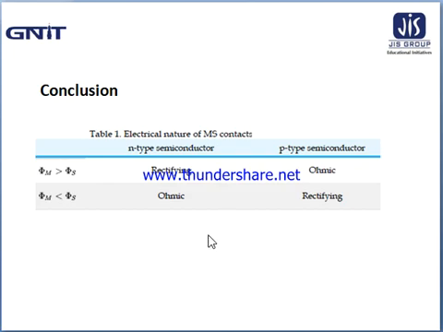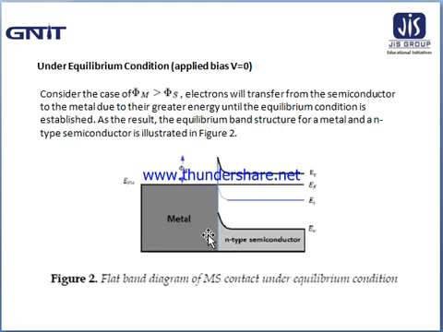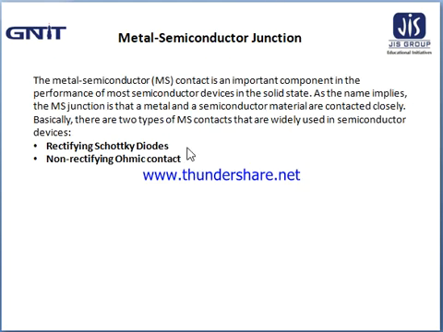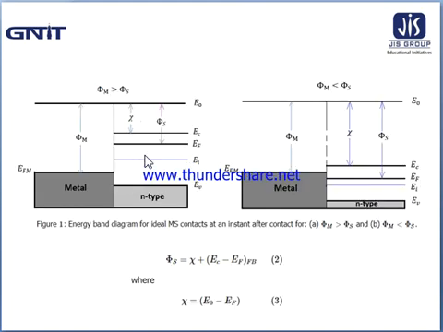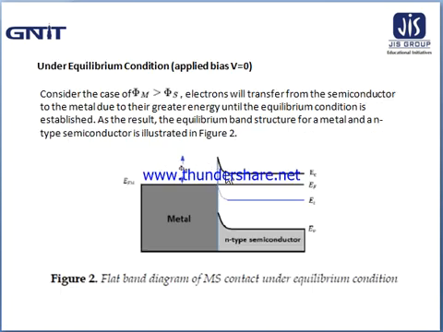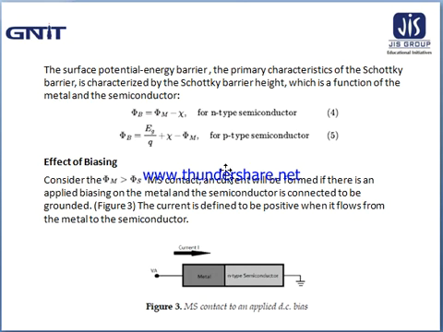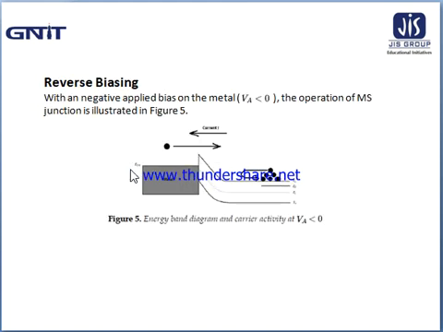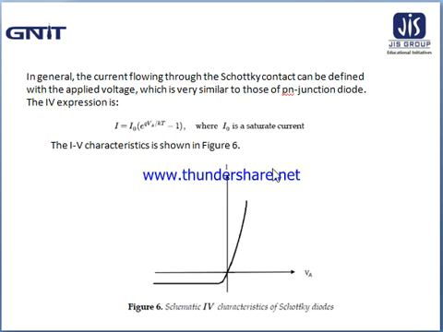Till now, today we have discussed what a metal semiconductor junction is. Under this, there are two types of contact, that is the rectifying Schottky diode and the non-rectifying ohmic contact. We have discussed what a Schottky barrier contact is, and there are two types of biasing, forward biasing and reverse biasing. We discussed the effects, and the IV characteristics of the Schottky diode, which is shown in the figure.